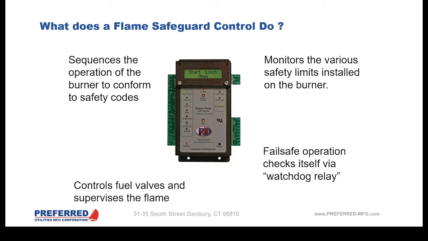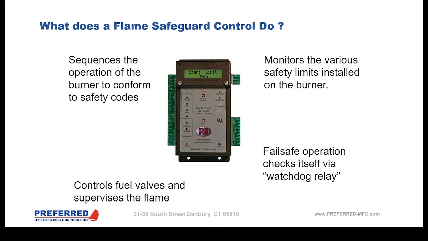So what does our flame safeguard control actually do? It sequences the operation of the burner to conform to safety codes, as we mentioned before, controls the fuel valves, and supervises the flame. It monitors the various safety limits installed on the burner. And it provides fail-safe operation checks by the internal watchdog relay.